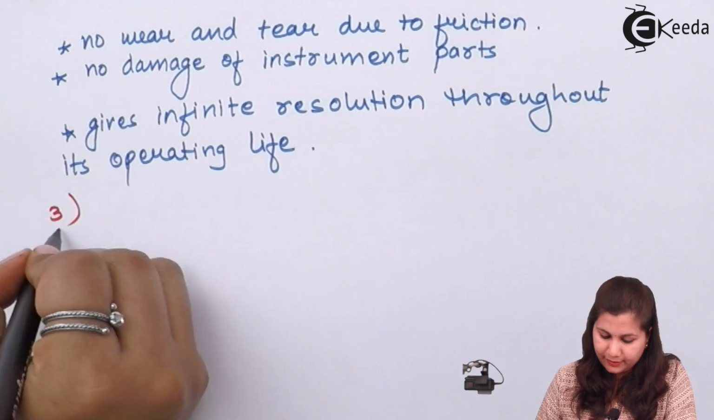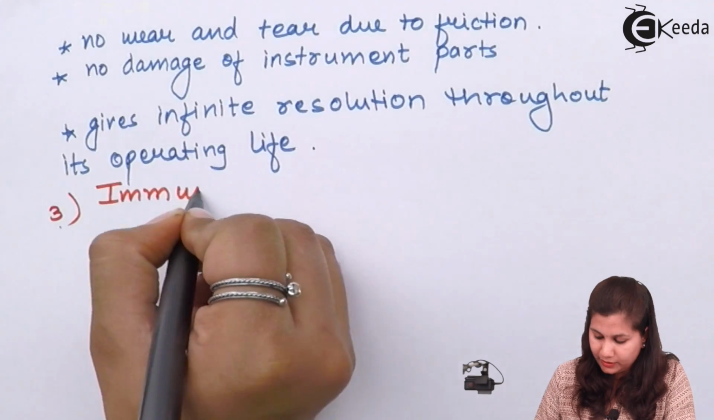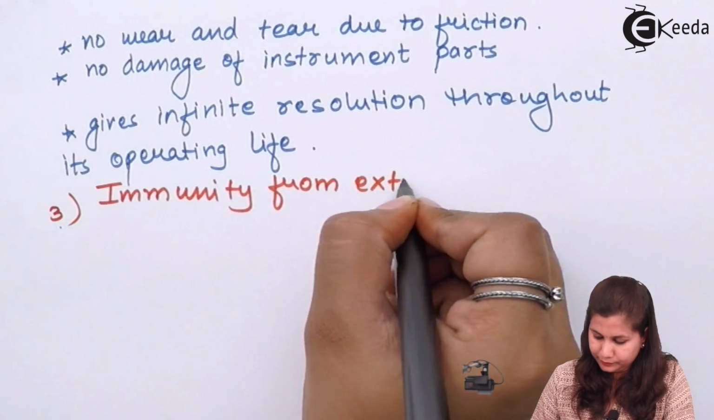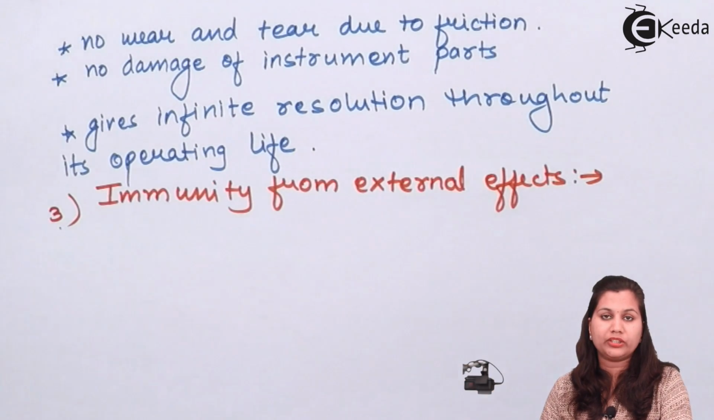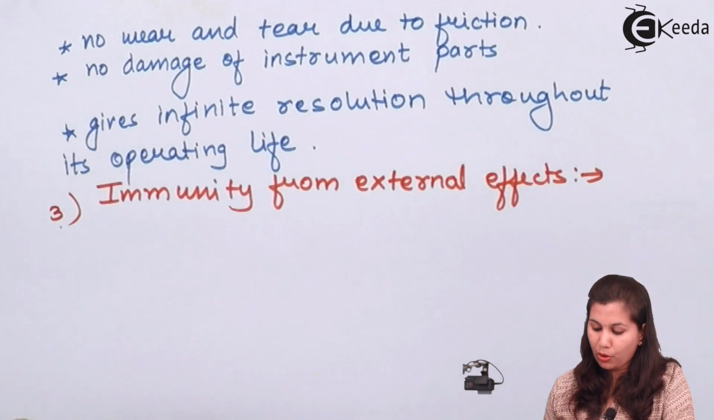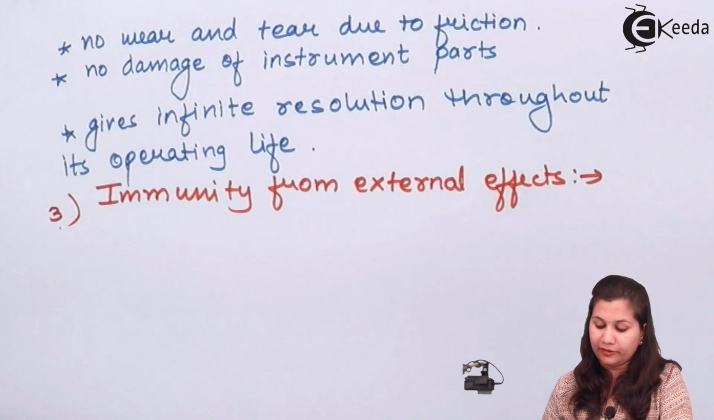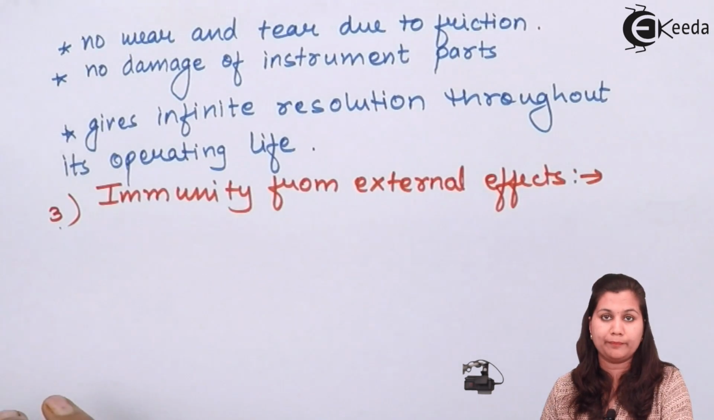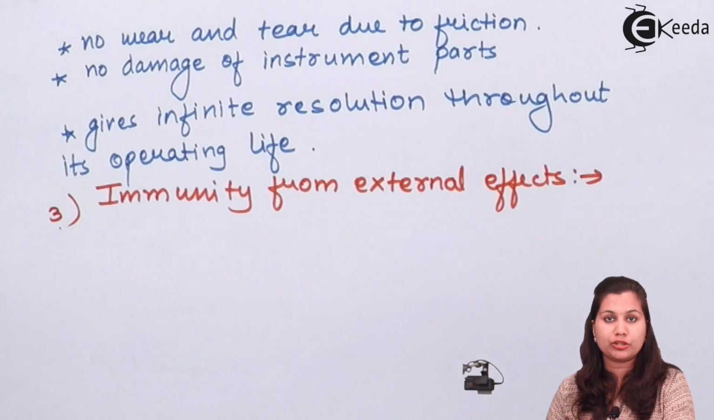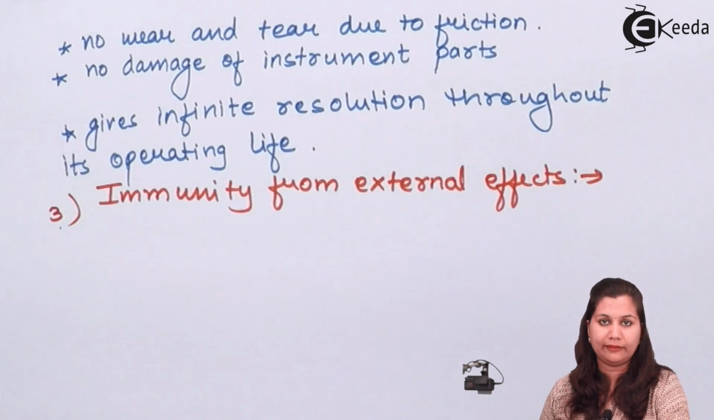Next advantage is immunity from external effects. As the core and the coils of the LVDT are separated from each other, any environmental factors like corrosion, shock, or any corrosive fluids which can damage the parts, their effects will be reduced. Okay, so environmental conditions like pressure and temperature cannot affect it, and any shocks or vibrations will have less effect on the parts of the LVDT.